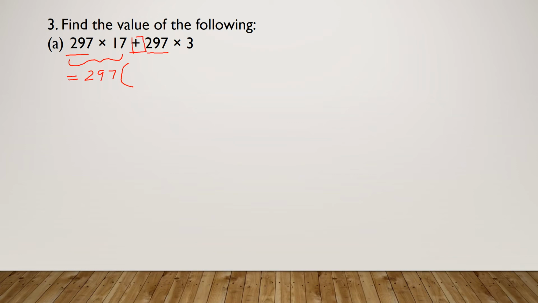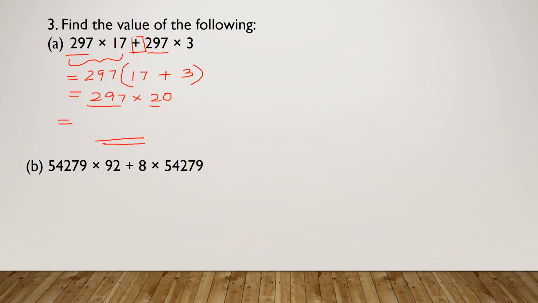So before the plus sign you have 297 into 17. When you take out 297, what is left there? Before the plus sign only 17 is left. Then we'll put the plus sign. Then after the plus sign 297 into 3. 297 when we take out, what is left? Only 3 is left. So we get it as 297 into 20. Okay children, so you have to just multiply 297 by 2 and then add the 0 to get the answer. Isn't it easy? Yes, of course it is.